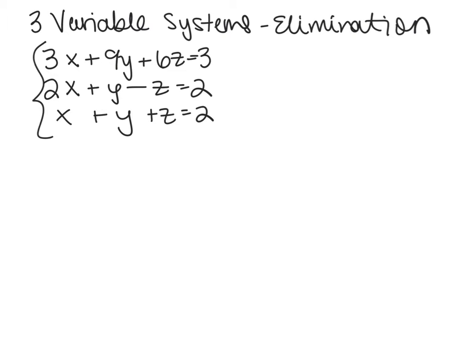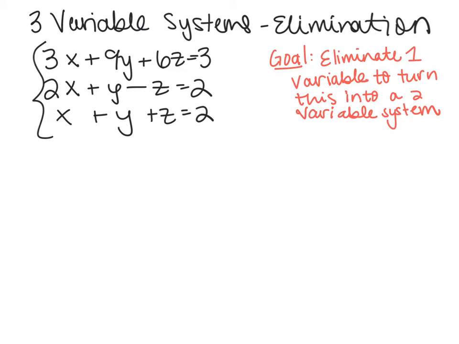When dealing with three variable systems, our whole goal is to eliminate one of the variables to turn it into a two variable system, and then we can solve it as we've been doing. So just like before, we can use either substitution or elimination. In this case, we'll do elimination.